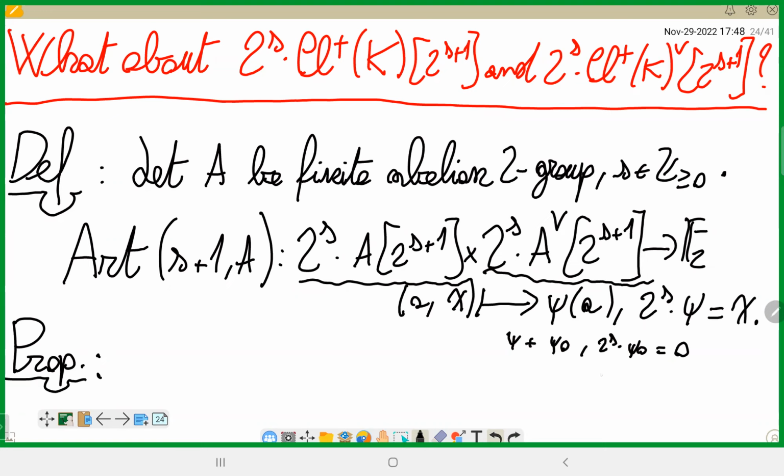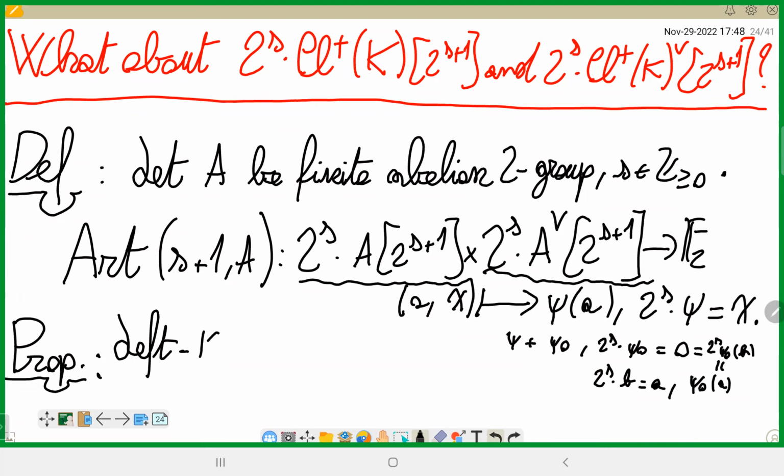And now a is divisible by 2 to the s, so 2 to the s times b is a. So you can now write psi 0 of a as 2 to the s psi 0 of b, and 2 to the s psi 0 is 0. So this is well defined. It doesn't depend on the choice of the lift psi, and it's a pairing. And what's the point of this pairing? The key point is that the left kernel is the next space and the right kernel is the next space.